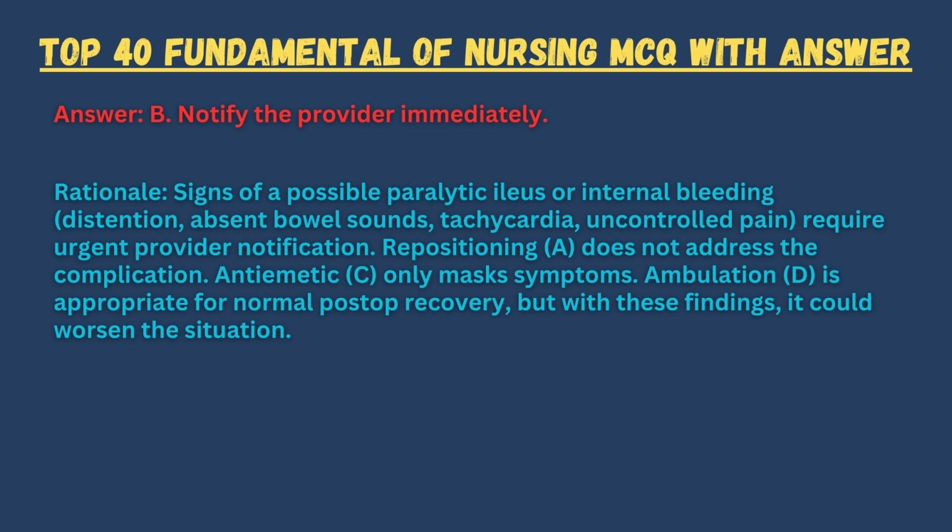Answer B. Notify the provider immediately. Rationale: signs of a possible paralytic ileus or internal bleeding, distension, absent bowel sounds, tachycardia, uncontrolled pain, require urgent provider notification. Repositioning, A, does not address the complication. Antiemetic, C, only masks symptoms. Ambulation, D, is appropriate for normal post-op recovery, but with these findings, it could worsen the situation.